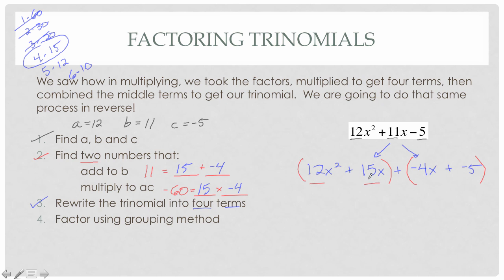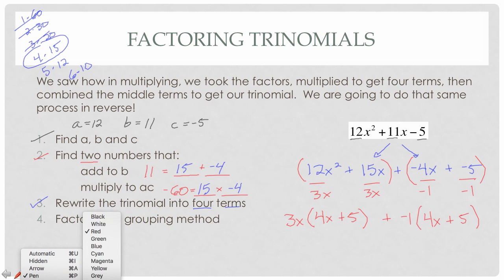What's in common with this first one? I can factor out a 3 and an x. So this gives me 3x times 4x plus 5. Over here, what do I got in common? I've got another negative 1. So I'm going to factor out plus negative 1. I'm left with 4x plus 5. I'm already happy because I can see my common binomials.